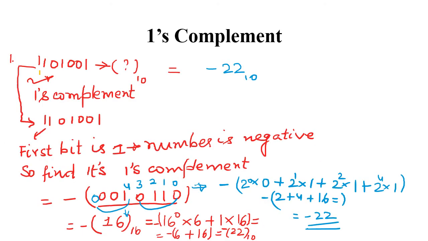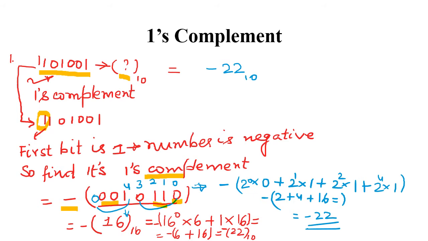Let us take another example. 110100 1. What is its decimal equivalent value if it is a ones complement number? The first bit is 1, so it indicates the number is negative. So you have to find its ones complement, that is, complement each and every bit and write a minus sign in front of it. So 11 is equivalent to 00, 01 is 10, then again you have two zeros which become two ones, and 1 is replaced by 0. So it is equivalent to 001011 with a minus sign.